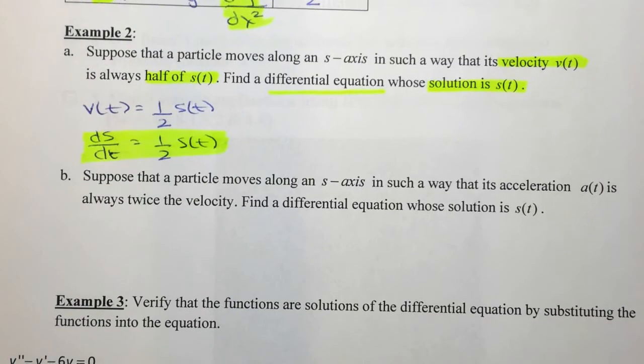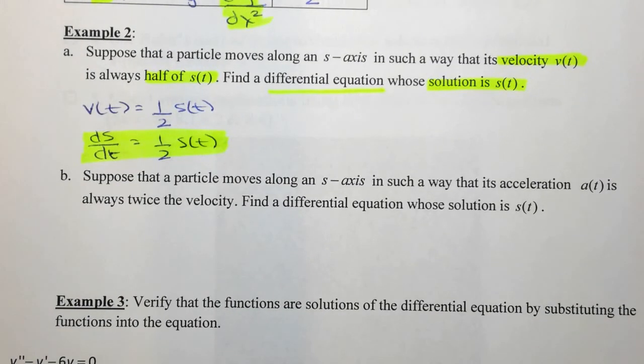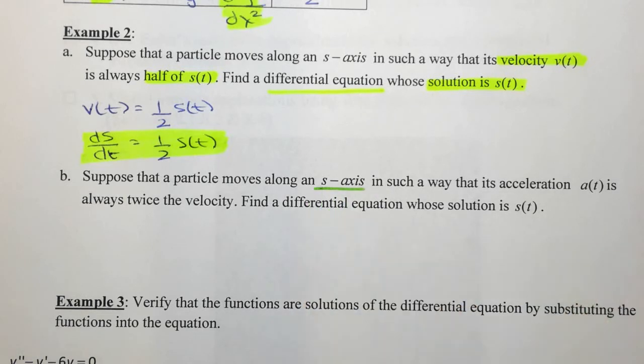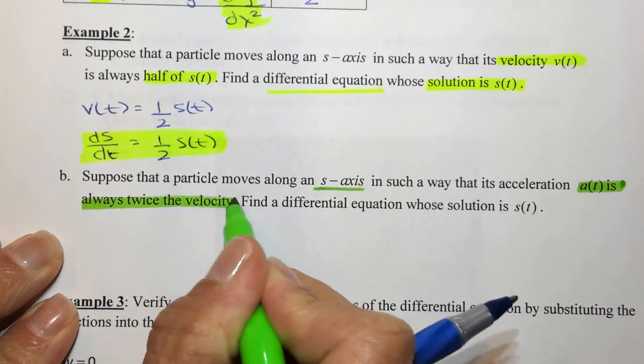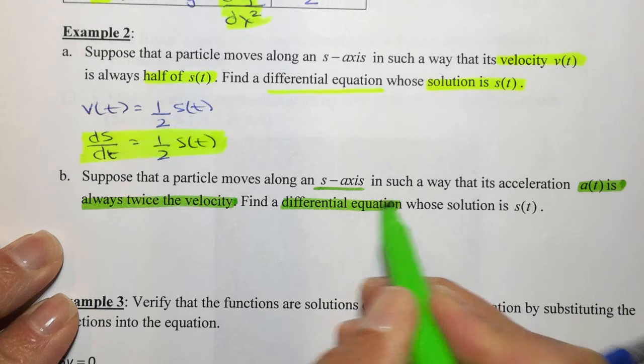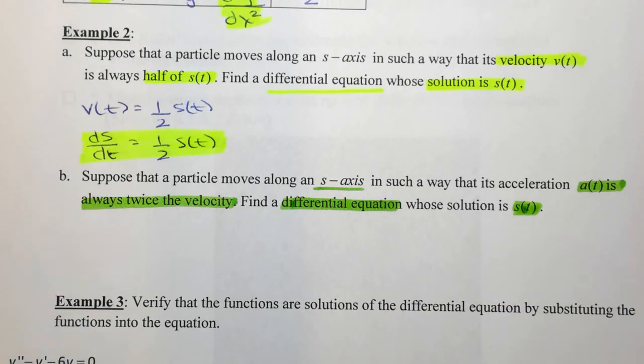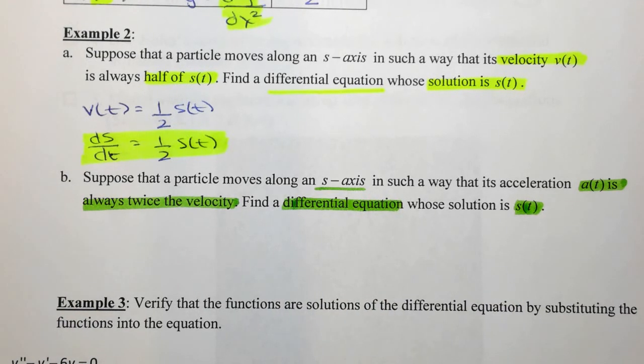Okay, so our second example in the same one is that suppose that a particle, again, is moving along the position axis, s-axis, in such a way that its acceleration is always twice the velocity. So acceleration is always twice the velocity. We want to find a differential equation whose solution is s of t. So again, we want to rewrite this in terms of the position.